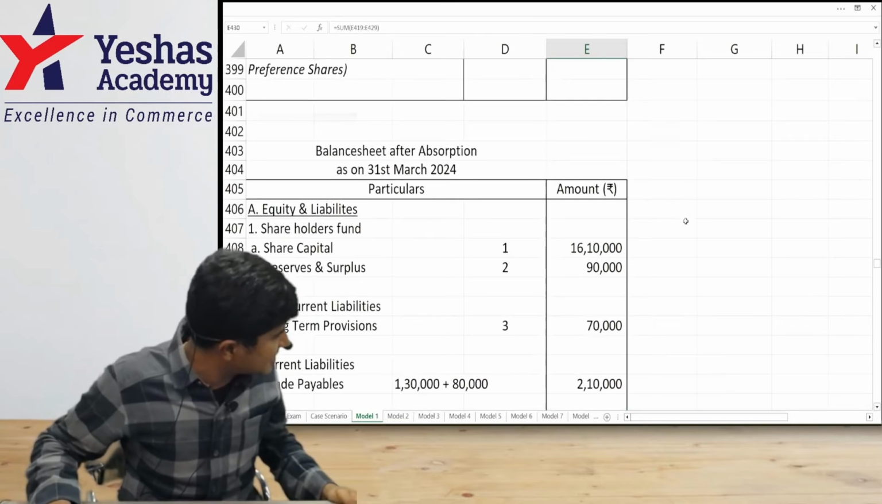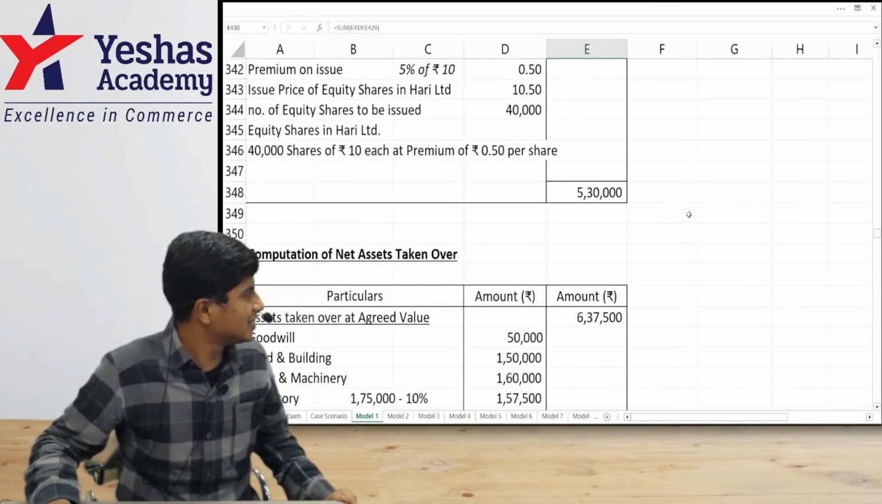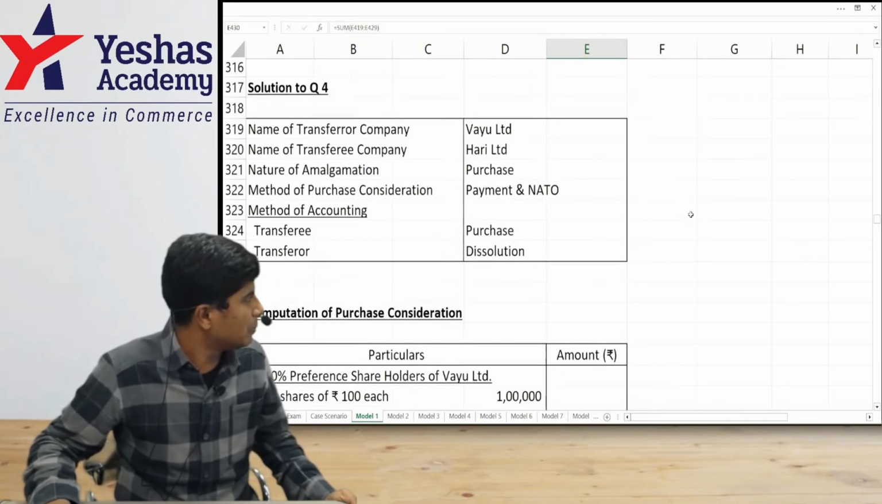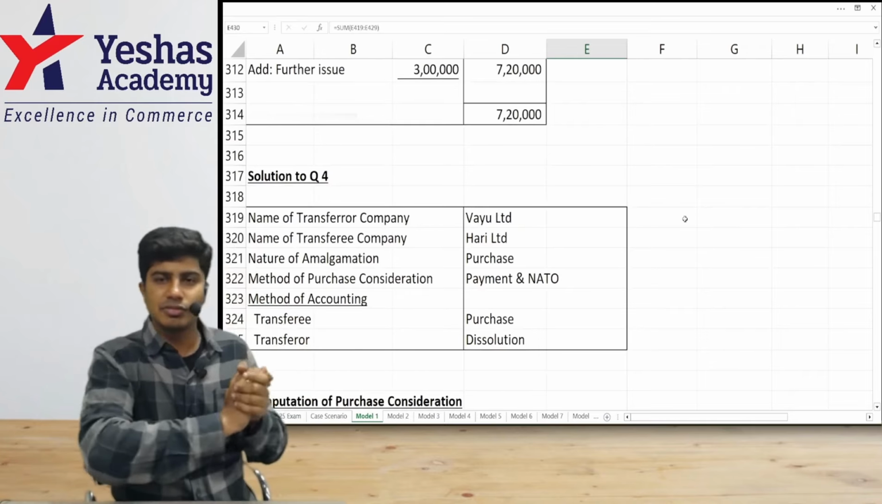That, my friend, is the amalgamation question in our model test paper number 1. This is like a resume of the questions that we've done in the past. But that's okay. 14 marker. Got it?